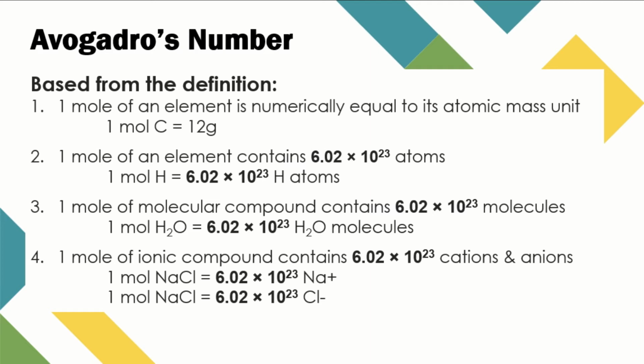So, ibig sabihin, ang isang mole ng isang ionic compound, nagko-contain siya ng Avogadro's number ng cations and Avogadro's number ng anions. As we can see here in this example, 1 mole of sodium chloride is equal to 6.02 times 10 raised to 23 sodium ions. And 1 mole of sodium chloride is equivalent to 6.02 times 10 raised to 23 chloride ions.